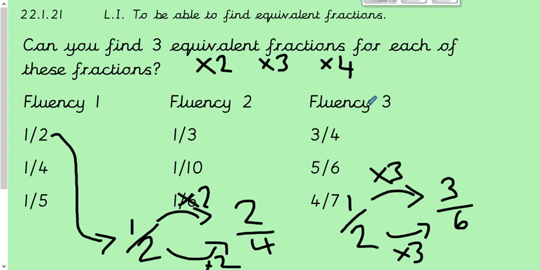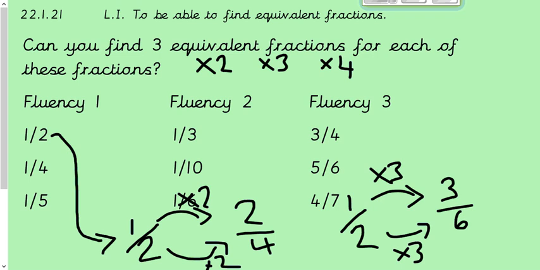Now I want you to have a go at times them by 4. So use the same method, but times it by 4. So times 1 by 4 and then 2, and then just put your fraction together, okay? The rest of you, you can carry on and have a go at the rest of them. So give yourself about 5-10 minutes and see how you get on.